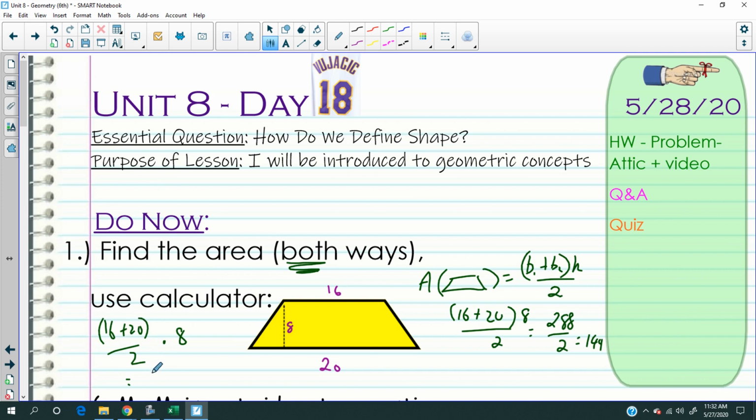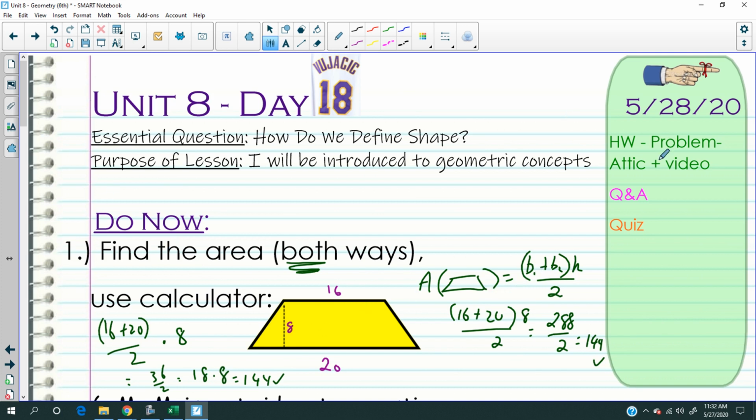So 16 plus 20 is 36, divided by 2, right? That's 18. 18 times 8. Yeah, it's 144. I know it. Times 8, just double check. Yep, it's 144. See, same answer. So don't worry about which way you're doing it. Either way is fine.